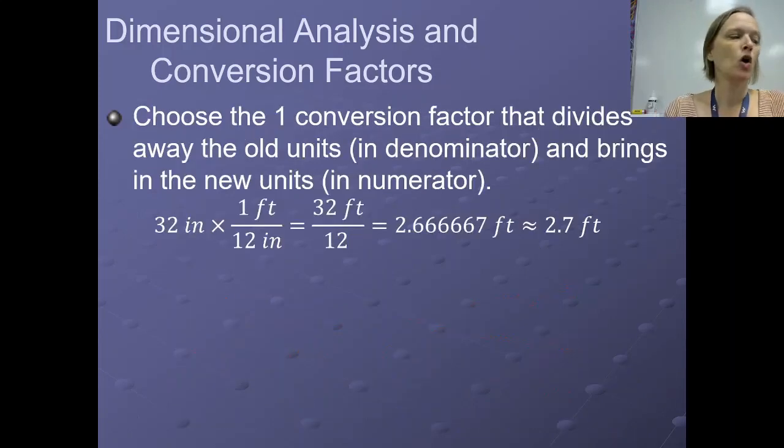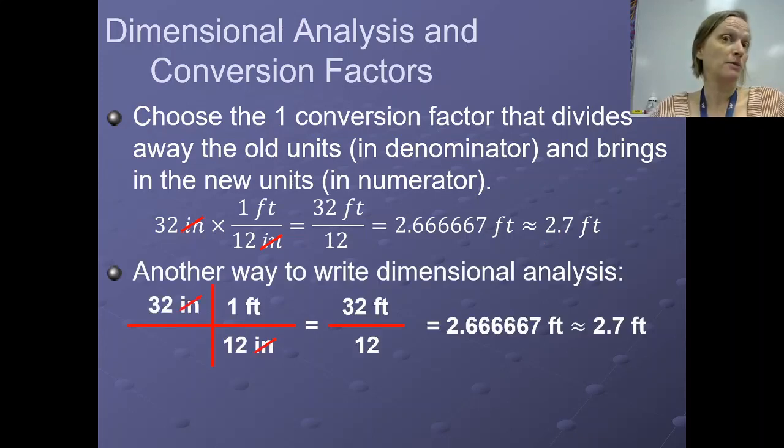Option B answers that question. One more thing here in the overview before I give you the step-by-step process. Again, we choose the one conversion factor that divides away the old units by putting them in the denominator. So I started with inches and I want to get rid of inches, so I want to make sure my conversion factor has inches in the denominator. I also want to make sure that my conversion factor brings in the new units in the numerator. In this case, my new units are feet because that's what I want my final answer to be in.